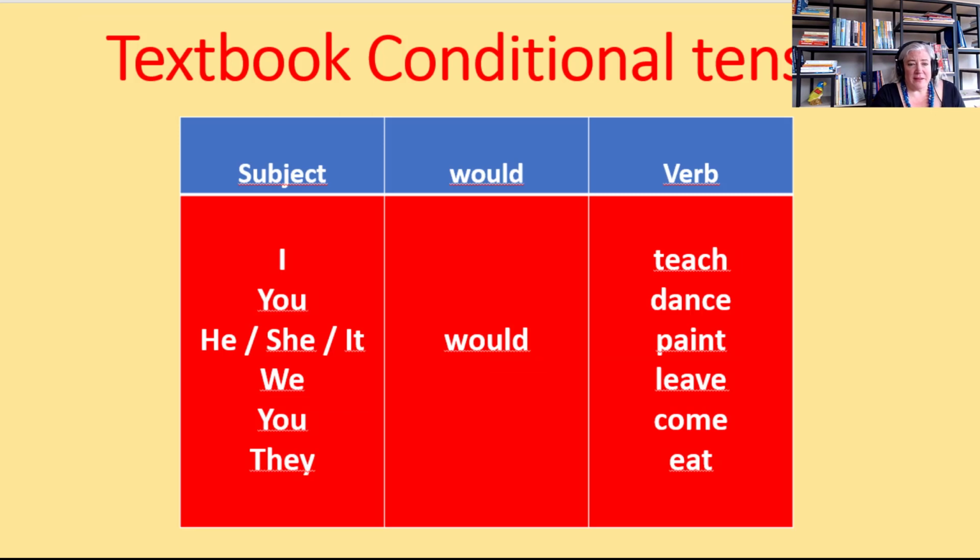Now I want to look at the textbook conditional tense, meaning if you were to open a textbook for the conditional, this is what you would find. Subject plus would plus verb. I would teach, you would dance, he, she, it would paint, we would leave, you would come, they would eat.